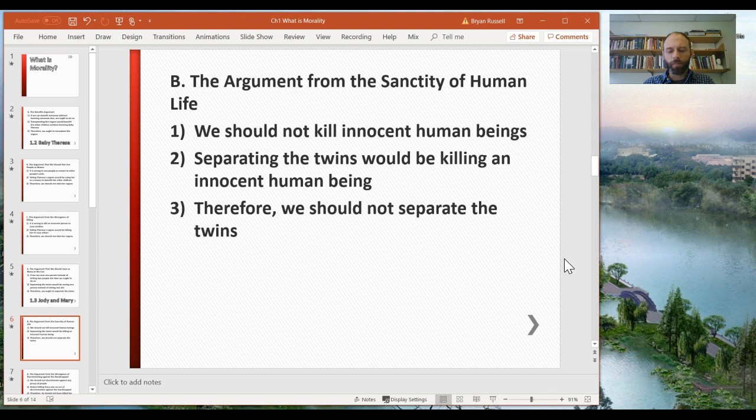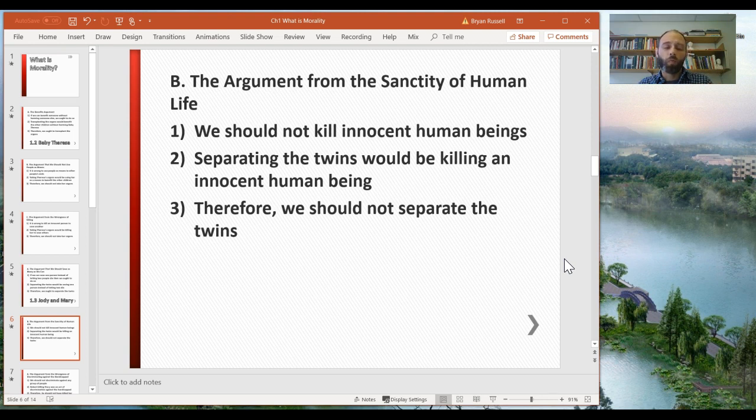Here, again, these premises, if true, would lead to the conclusion. Are they true? We should not kill innocent human beings. Maybe there are some counterexamples, if we can save many other people, if both are going to die and we can save one. But if this premise is true, and if the next one certainly seems true, separating the twins would be killing an innocent human being. In fact, it would be killing Mary to save Jody. So then it seems like this argument goes through, and we should believe the conclusion.